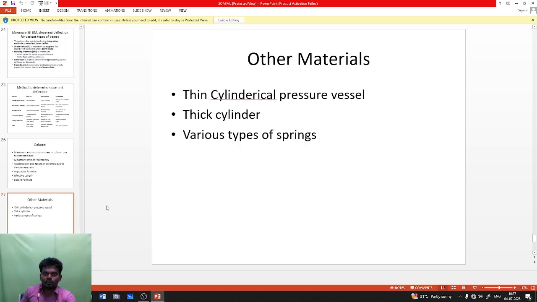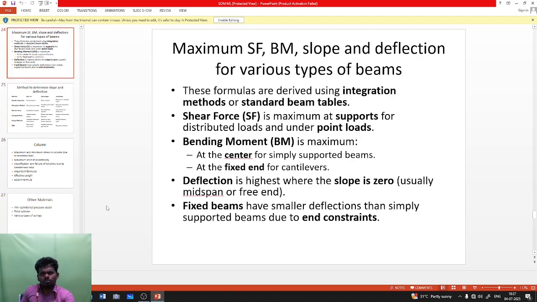And related to columns and other materials, we will test some analytical formulas using the notes I provided by hand.